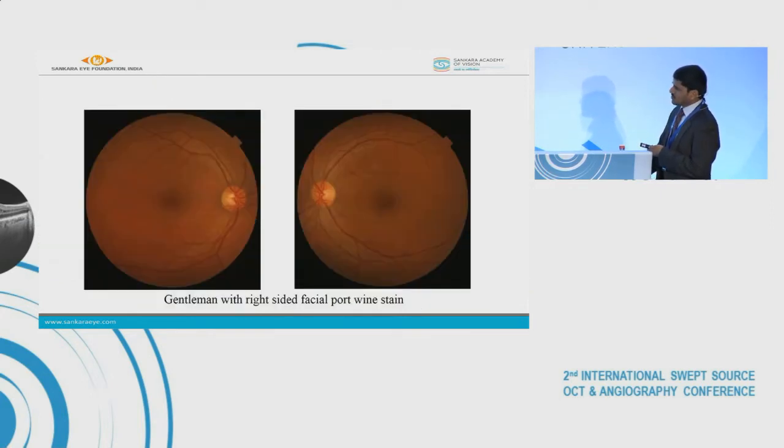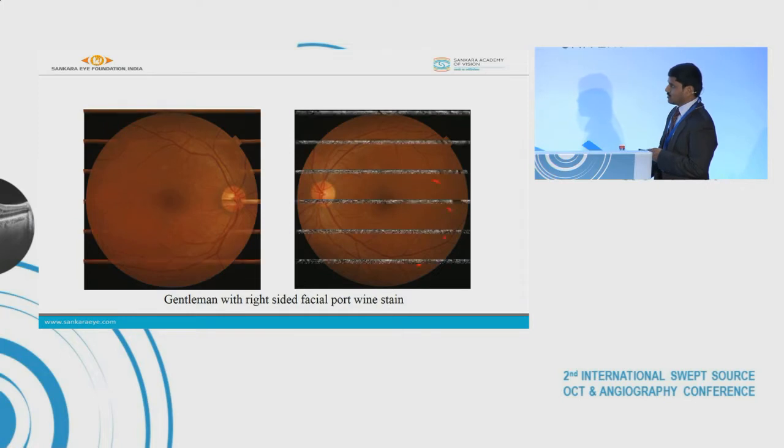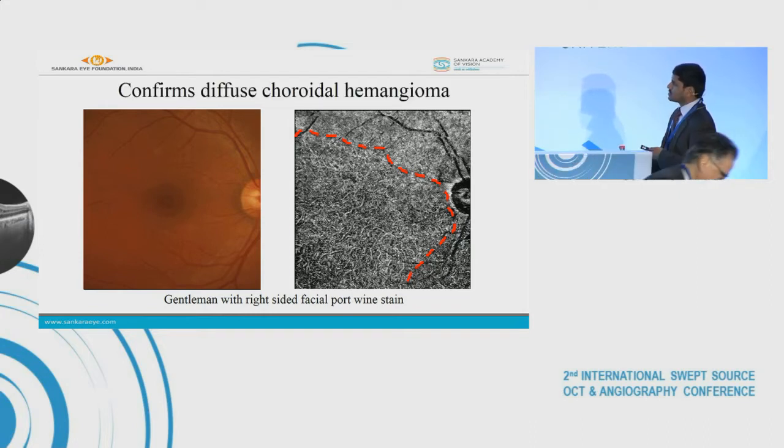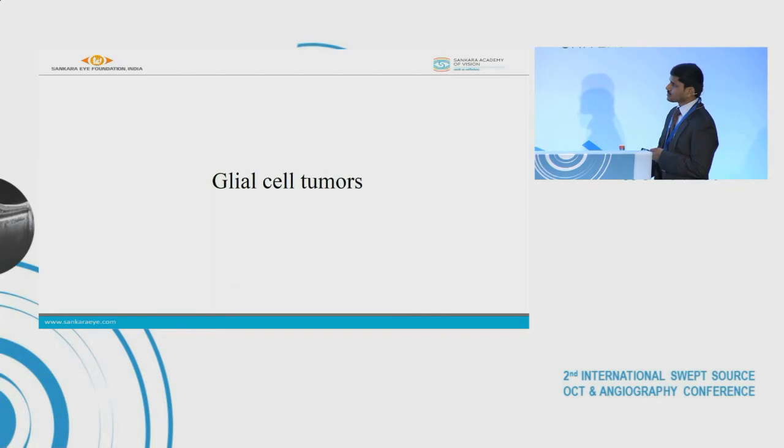This is a fundus photo of a gentleman with right-sided facial port wine stain. So we need to exclude a diffuse choroidal hemangioma in the right eye. But on fundus photo, we can't see much difference between the two, other than a subtle orange hue in the right eye. But when we do an OCTA of the right eye, we can see multiple interconnected branching vessels in a spaghetti appearance, confirming the diagnosis of diffuse choroidal hemangioma.